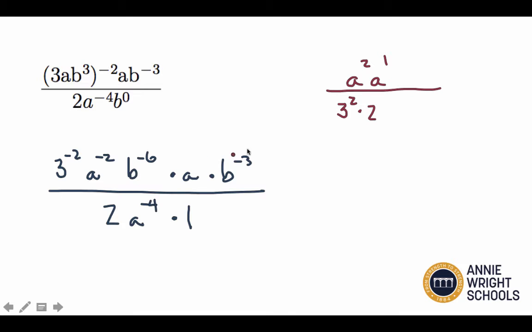And then I've got this b to the negative 6th. So that's a b to the positive 6 in the denominator. And b to the negative 3 in the numerator becomes a b to the 3rd down here. Notice there's no negative numbers here.